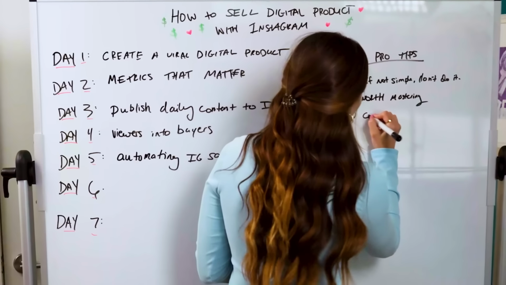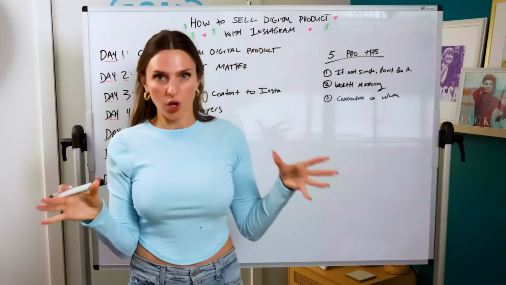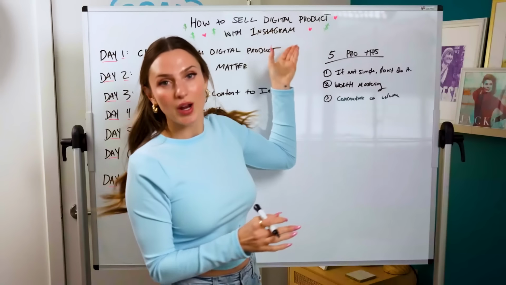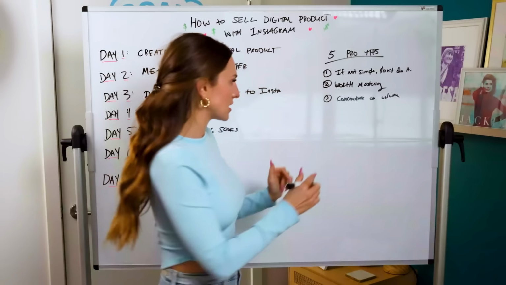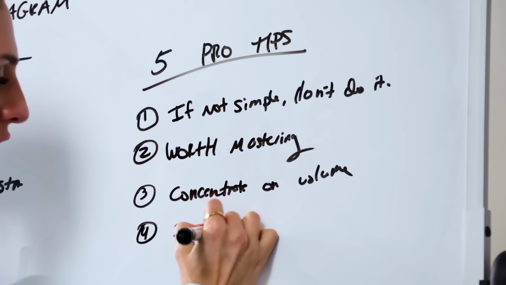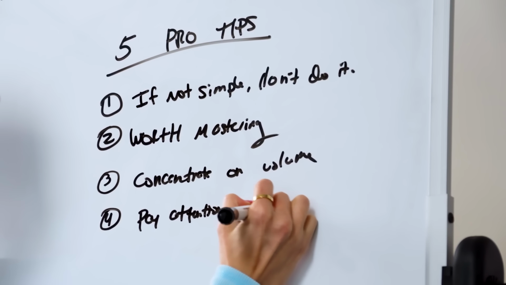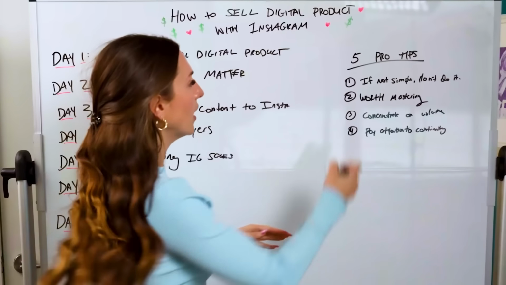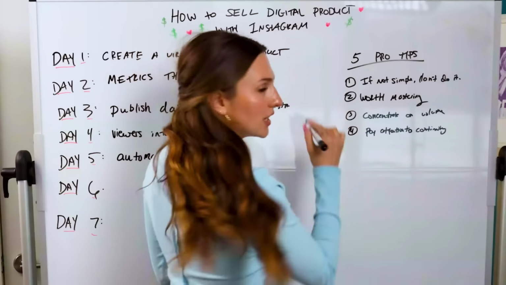Number 3, concentrate on volume. This is good advice for anything, but as it goes to the low ticket digital product world, the secret to your success selling digital products is volume. Concentrate on volume, getting as many people through that as humanly possible. Number 4, pay attention to continuity. You know what that is now. You know exactly what I'm talking about. But it's worth saying because this matters. I've seen so many people get through some stage of the funnel and fall off because they didn't follow through on continuity. Not going to be you. Not on my watch.